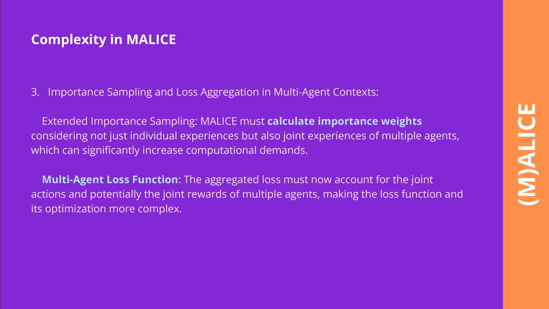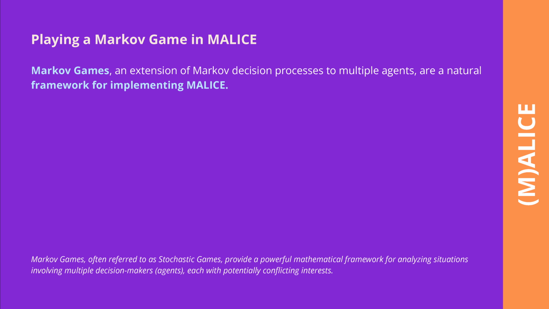Further, multi-agent loss function. You get the idea. You need a real powerful computation infrastructure for this. Again, you know, Markov game, part B of my video, MALICE now. Markov games, an extension of the Markov decision process to multiple agents, are a natural framework for implementing MALICE, as we have seen for ALICE.